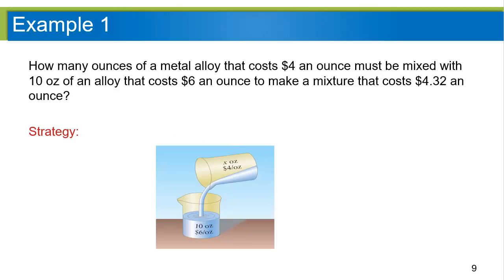Again, with cost. How many ounces of a metal alloy? So right there we say, hey, that's what we don't know. Ounces, that's our unknown. X is our unknown amount of ounces. So how many ounces of a metal alloy that costs $4 an ounce must be mixed with 10 ounces of an alloy that costs $6 an ounce to make a mixture that costs $4.32 an ounce.